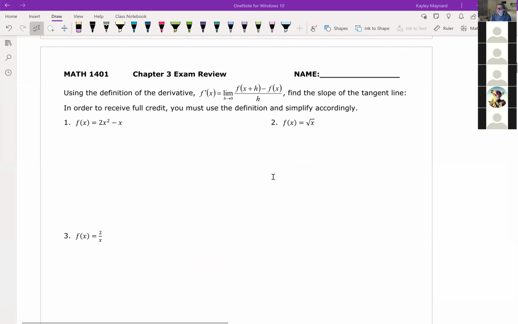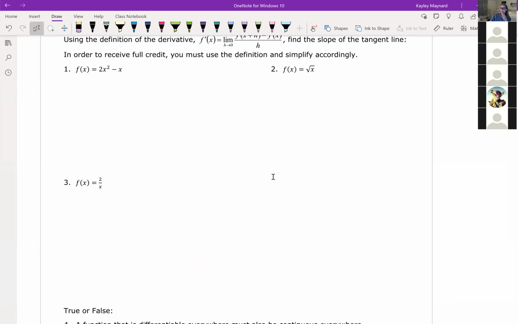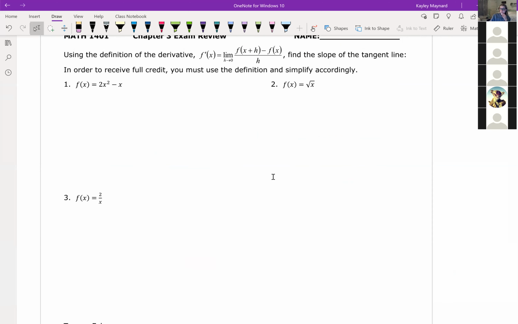Okay, so questions 1, 2, and 3 say, using the definition of the derivative, find the slope of the tangent line. So we are trying to find the derivative here using the definition. So this is very key.